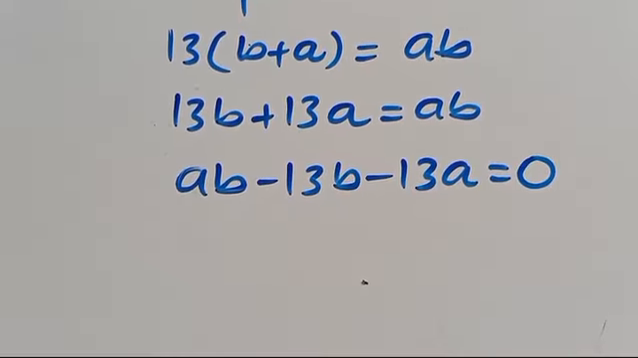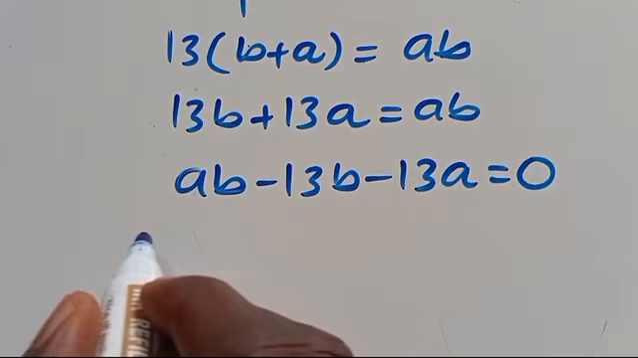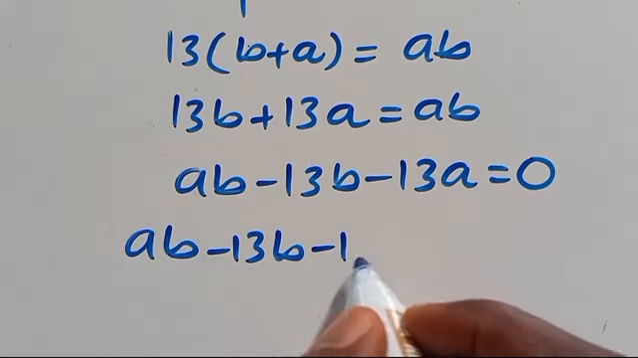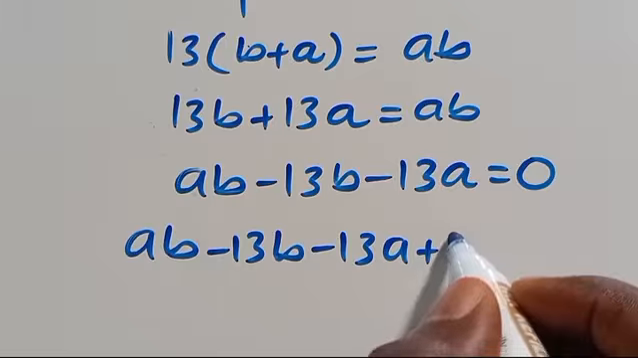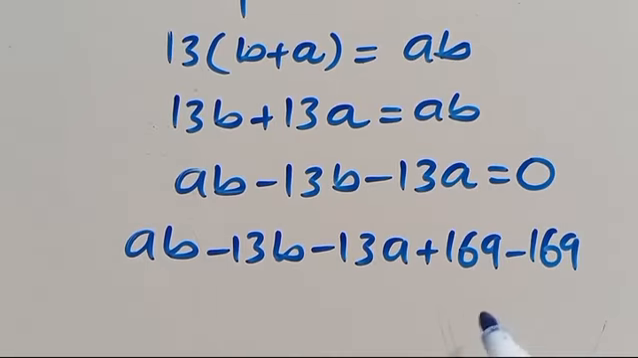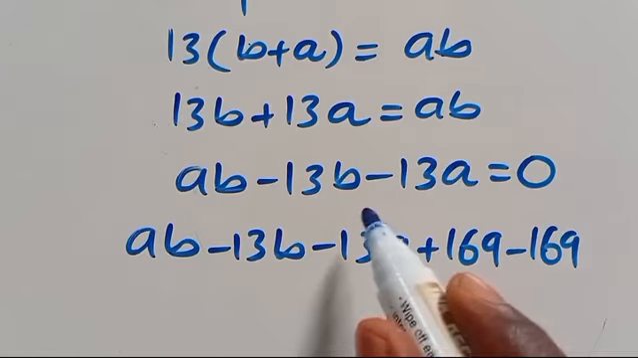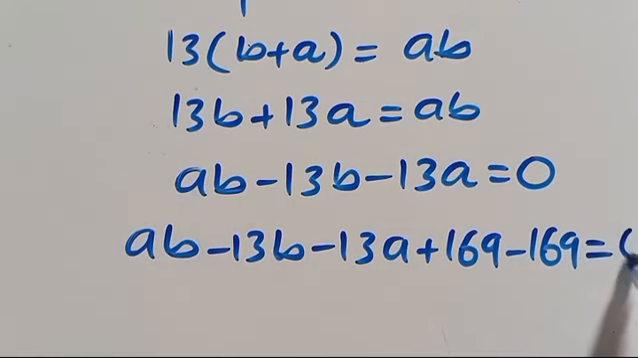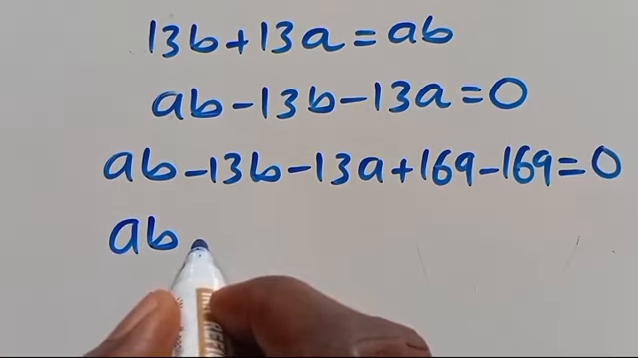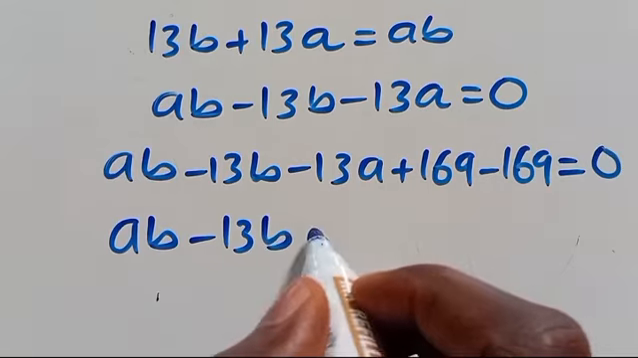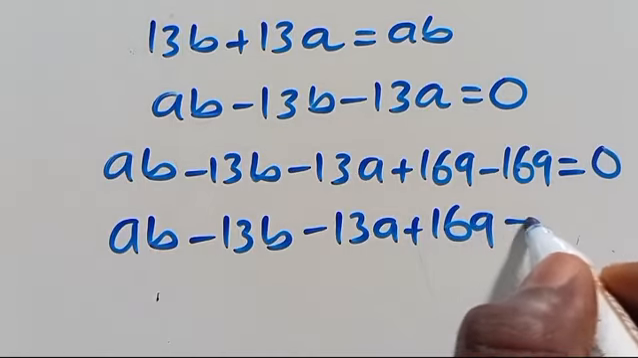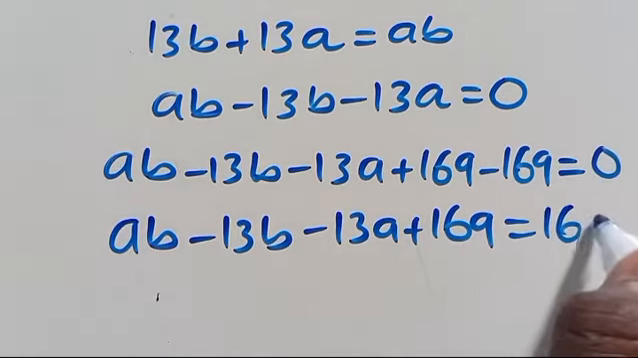Then let's add to this ab minus 13b minus 13a, plus 169 minus 169. This will give us 0, so we have the above. We have everything equal to 0. Then we have ab minus 13b minus 13a plus 169. Collecting, we have 169.